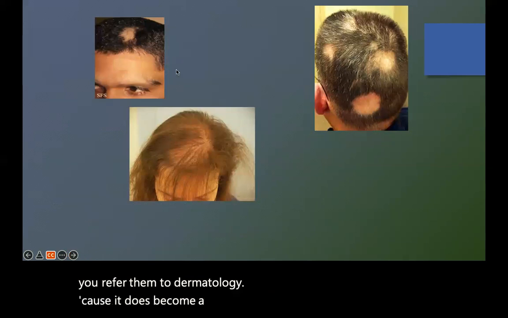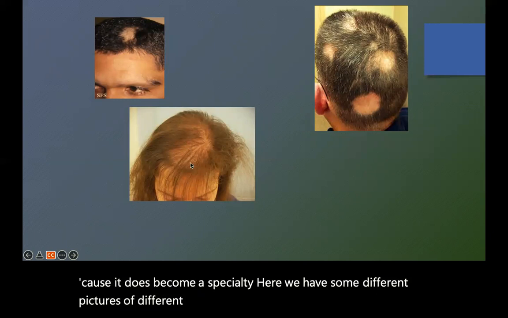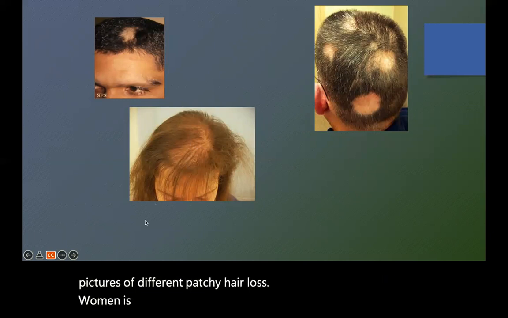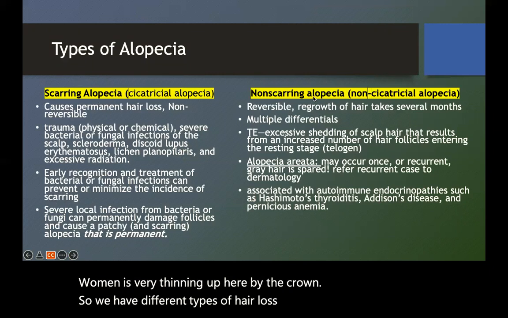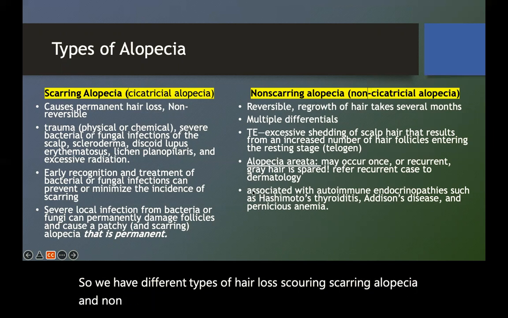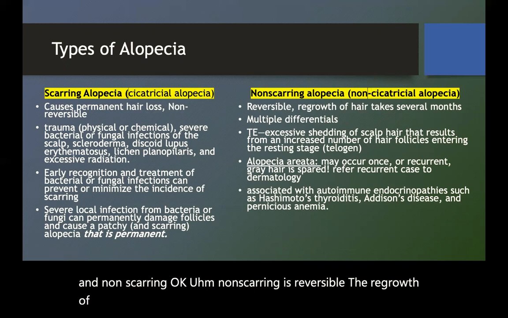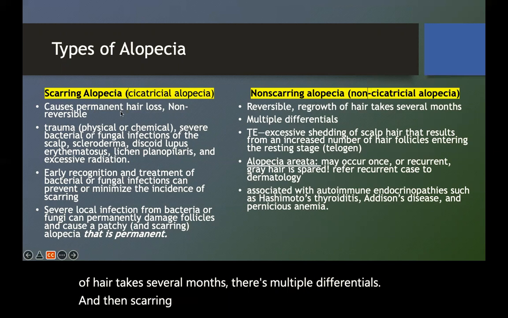Here we have some different pictures of different patchy hair loss. Women is very thinning up here by the crown. So we have different types of hair loss: scarring alopecia, and non-scarring. Non-scarring is reversible. The regrowth of hair takes several months. There's multiple differentials. And then scarring is usually permanent hair loss. It's non-reversible. Usually it's caused by trauma.